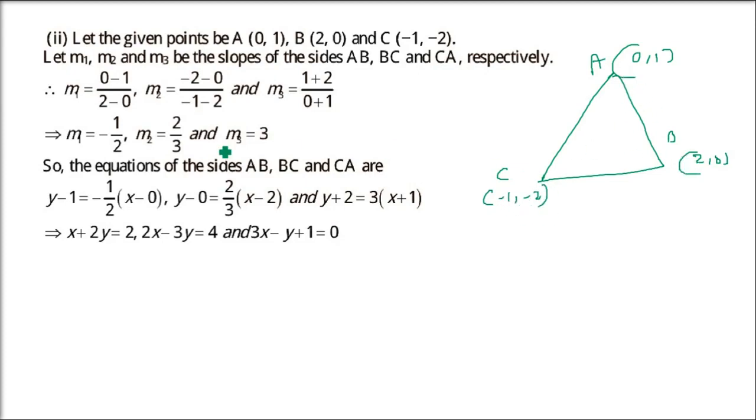So first find the slope of AB, then the slope of BC, and then the slope of AC. You have to use the formula (y2 minus y1) by (x2 minus x1). All the slopes have come. Now you can take any point as x1, y1 and use y minus y1 equals m times (x minus x1), with the slope we have already found out. So all these lines will come. This is x1, y1 for the second one, and this is x1, y1 for the third one.